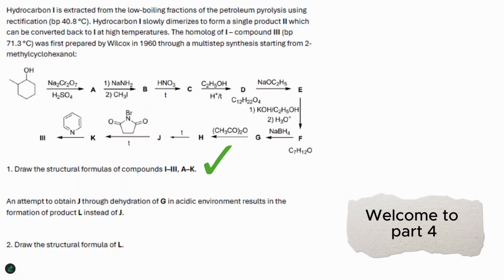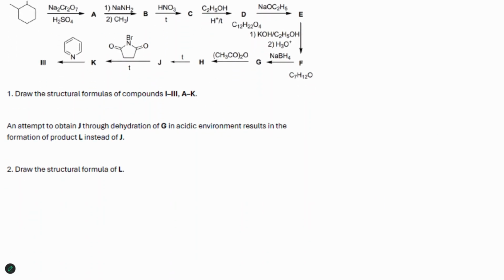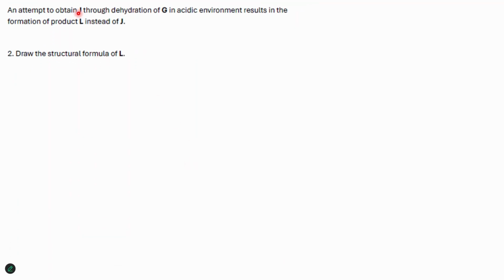In this part 4, we are gonna continue solving the remaining subproblems. Let's get started. Now let's continue with the rest. And it says we want to obtain J through dehydration of G in acidic environment, but we get L instead of J. Again, long sentences, a lot of information. It's not helpful, so we need to put it in a diagram form.